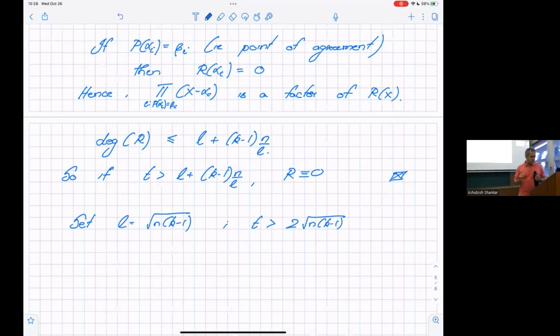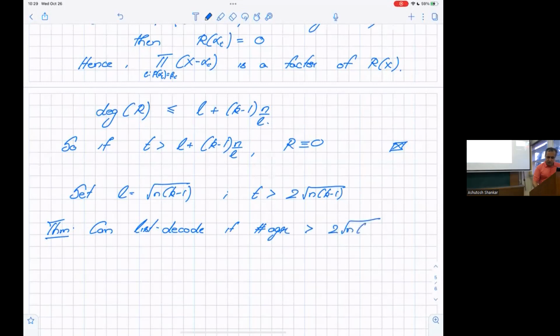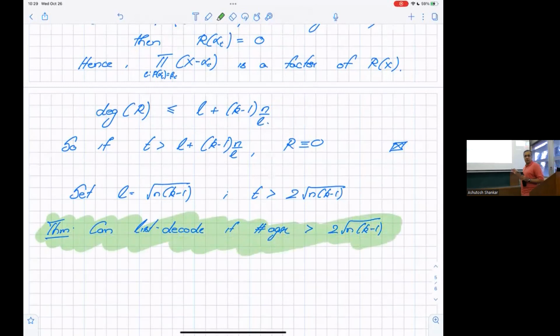So what I'm claiming at the end of this, stating that theorem, can decode if the number of agreements is greater than 2 square root nk minus 1. That's theorem number 2. And by decode, I mean efficiently. Is this fine? Questions on the problem so far?